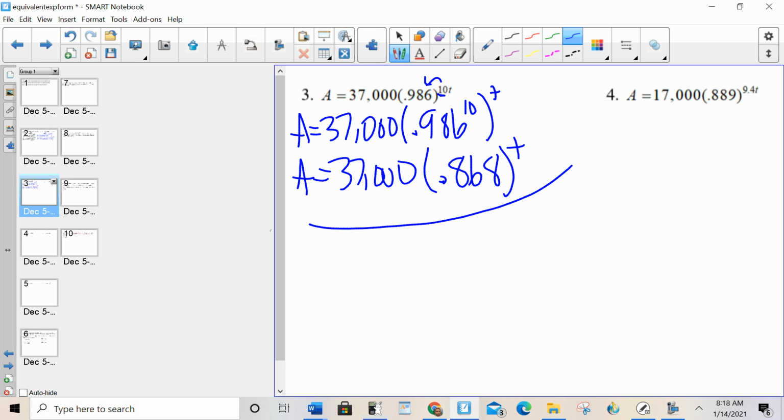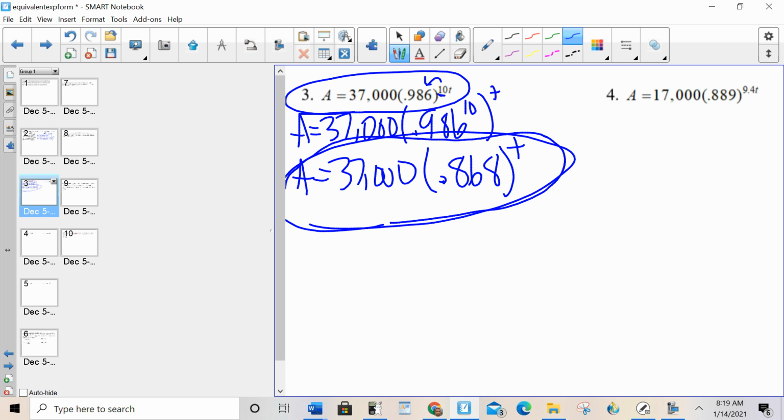So again, this and this are equivalent exponential expressions. What's great about what I just came up with is it's showing me that the growth rate, or the decay rate in this case, since it's less than 1, is about 13.2%, because that's what I would subtract from 1 to get the 0.868.